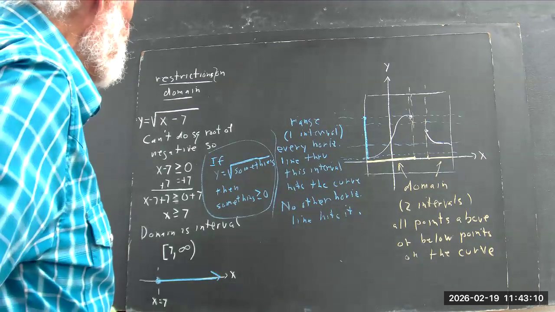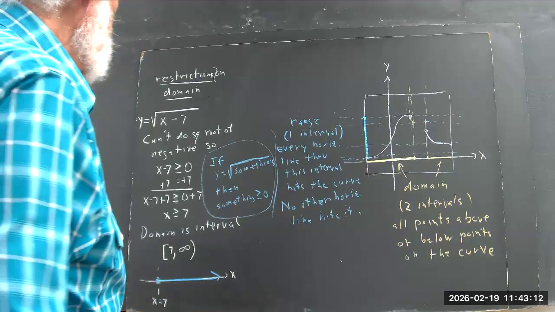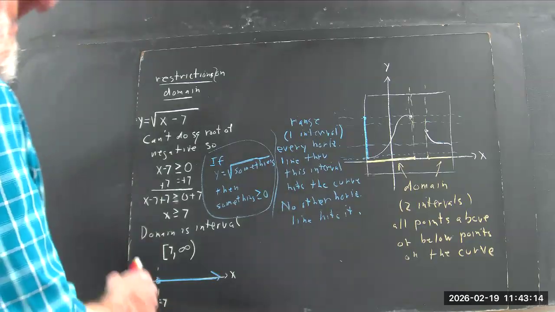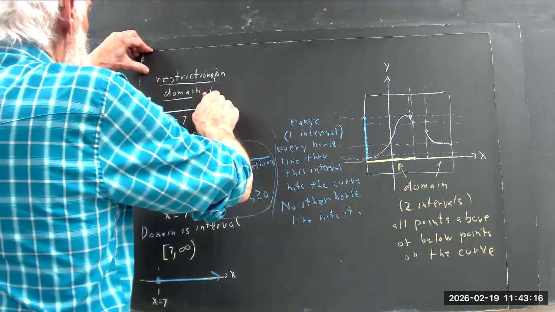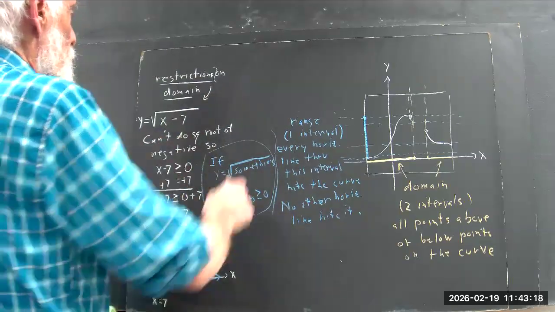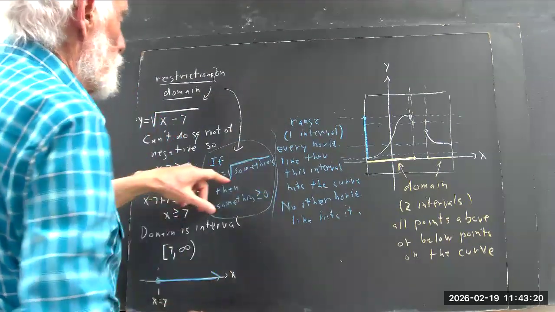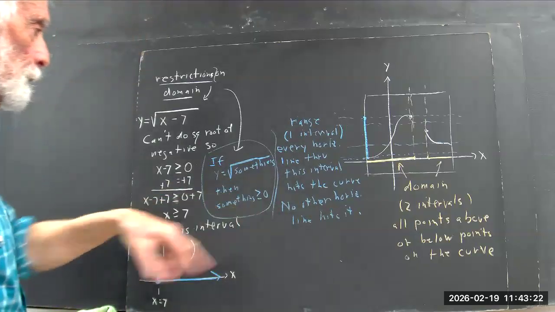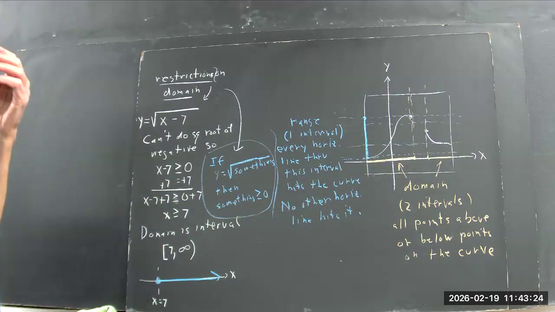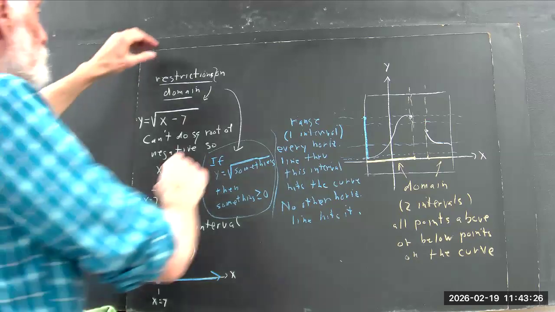Okay. Another restriction in the domain. Okay, here's one restriction. And that restriction is if you got the square root of something, that something has to be greater than or equal to 0. Okay? Another restriction.